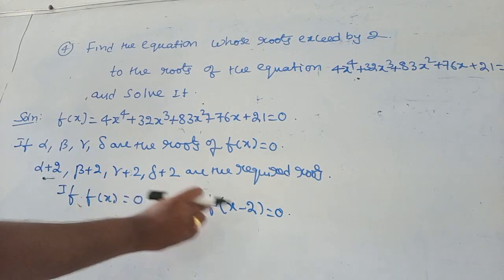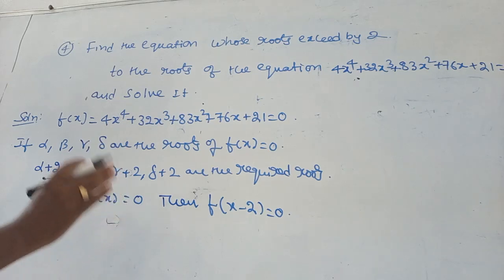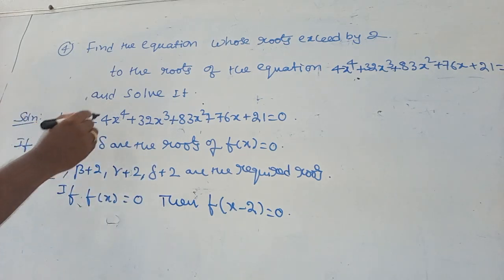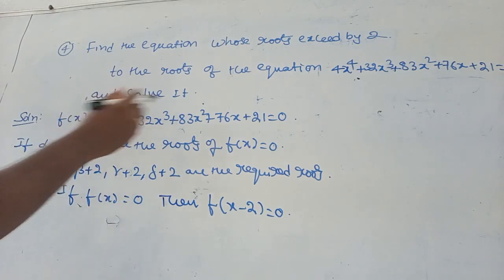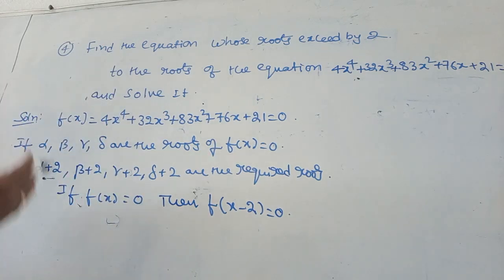Now in the place of x we need to substitute x minus 2. But since the powers are 4 and 3, it is complicated and takes more time to do this problem. We have one shortcut method that we are going to do now. Please observe, my dear students.